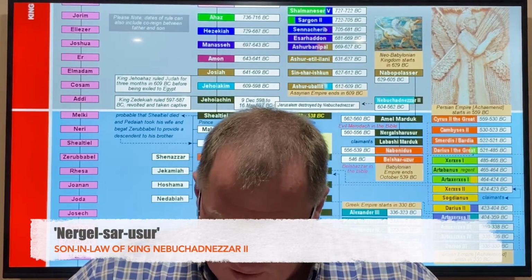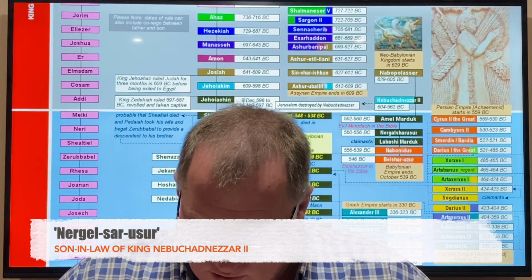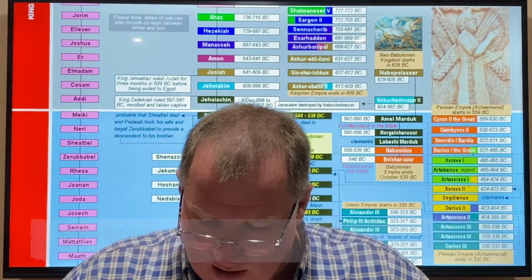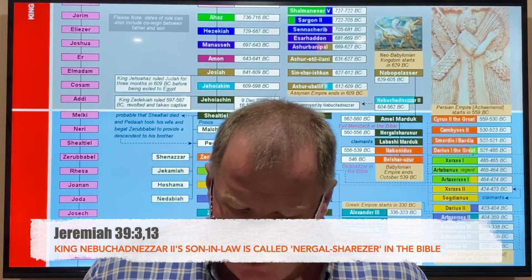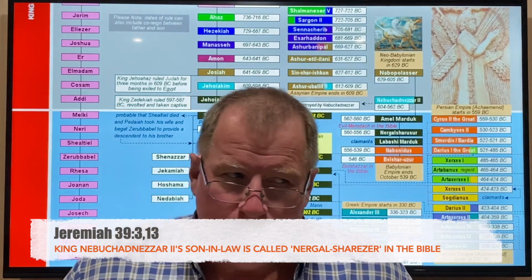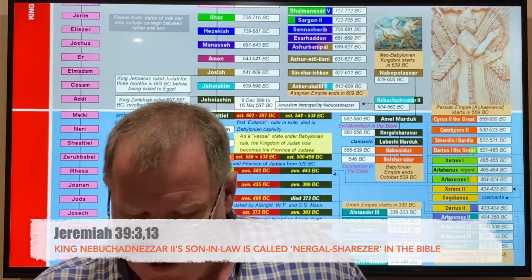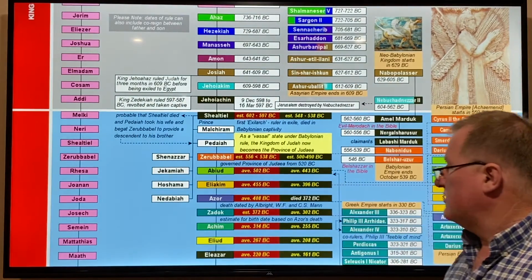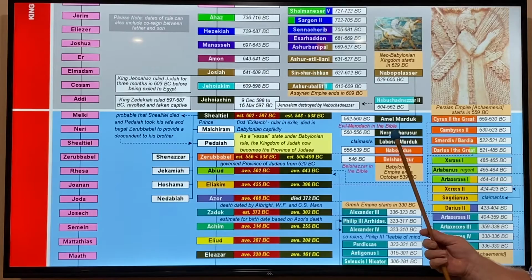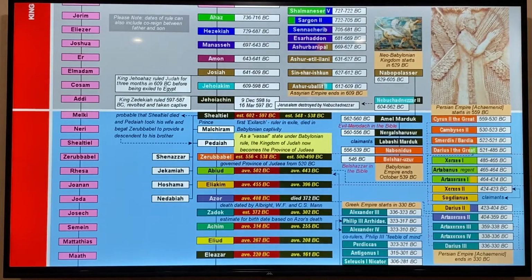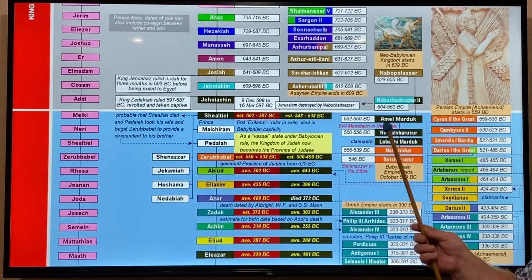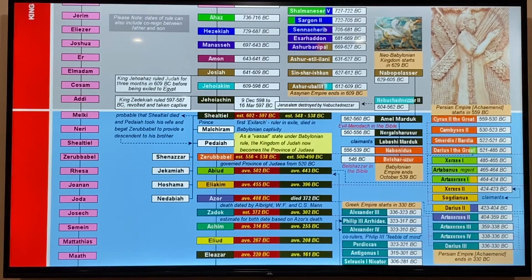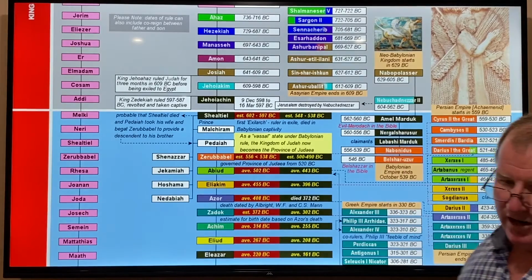King Nebuchadnezzar also had a son-in-law called Nergal-Sharazer, and he's named Nergal-Sharazer in Jeremiah chapter 39, verses 3 and 13. And so when we look on the genealogy table here, there he is here. And so he's the next one who's written in line. So once again, the biblical records through the book of the prophets is identifying the historical change of kings in the Babylonian Empire. And so we now move on to Nergal-Sharazer.